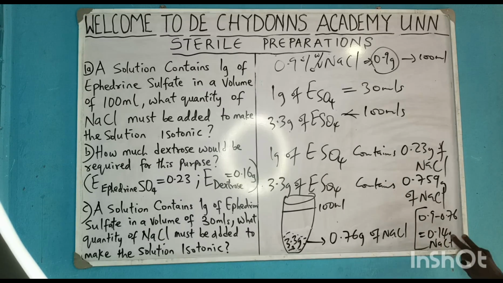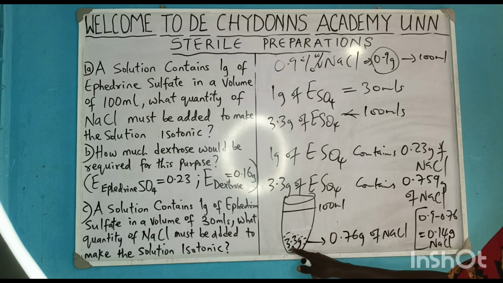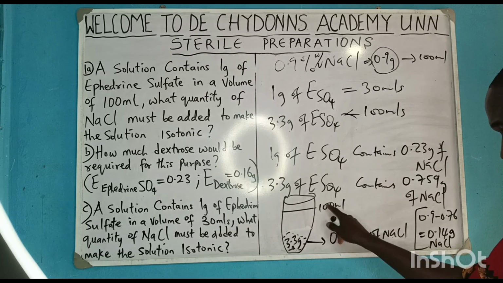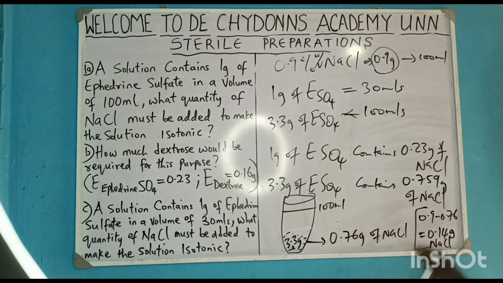That is to tell you that the new quantity or extra sodium chloride that you have to weigh out to put inside this 100 ml ephedrine sulfate is 0.14.